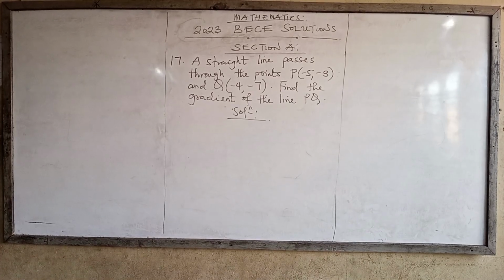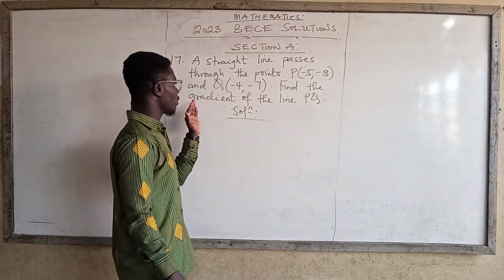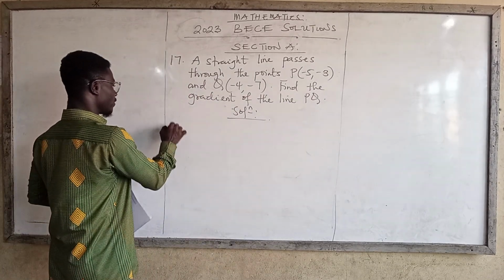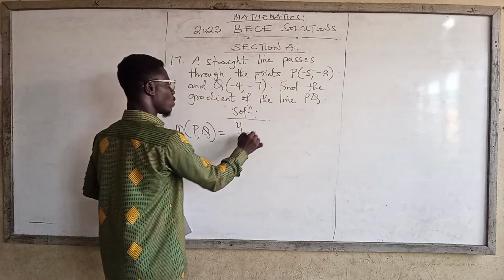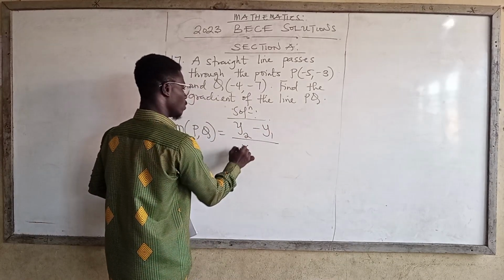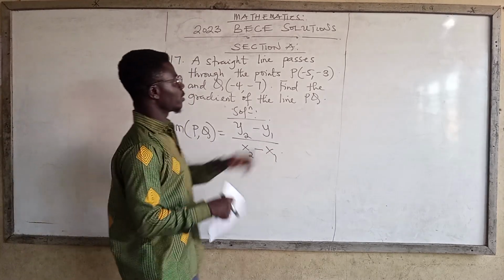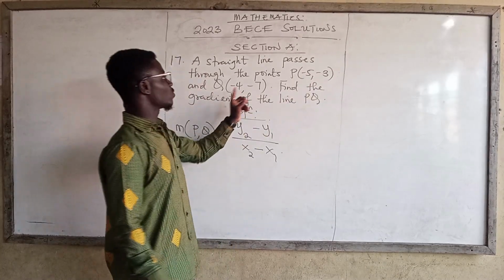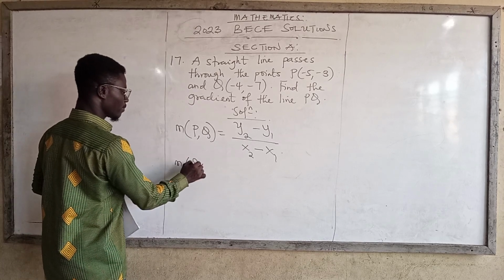All right, question 17. A straight line passes through the points P(-5, -3) and Q(-4, -7). We have to find the gradient of the line PQ. Now, don't forget the gradient of PQ is given as y2 minus y1 all over x2 minus x1. Right. So this time around, this is our x1, y1, x2, y2. You can detach it, you still get the same answer.